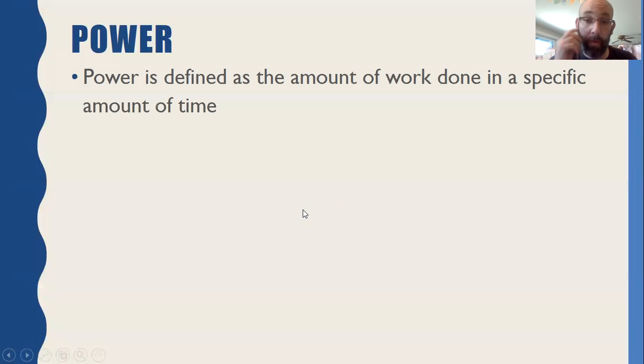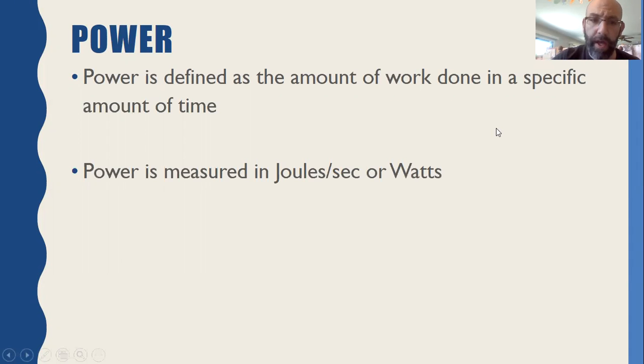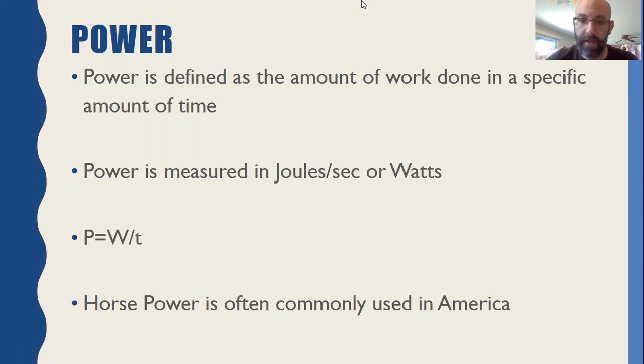All right, so what is power? Power is defined as how much work you do in a certain amount of time. We measure power in physics in joules per second, or it's easier just to say watts. We've all heard of watts before with light bulbs and things. That basically tells you how much power the device is drawing. So power's formula is work over time. And think about it, work is measured in joules, time is measured in seconds, hence the joules per second.